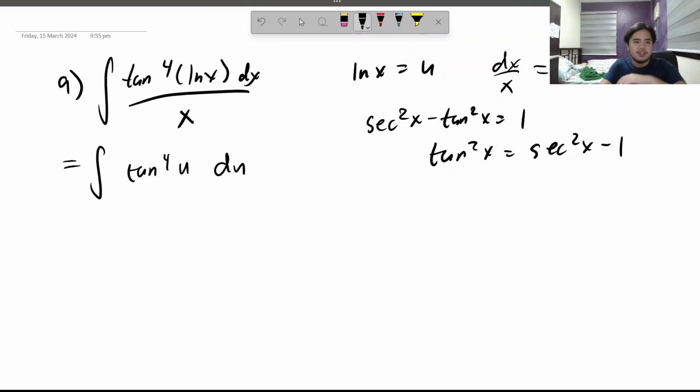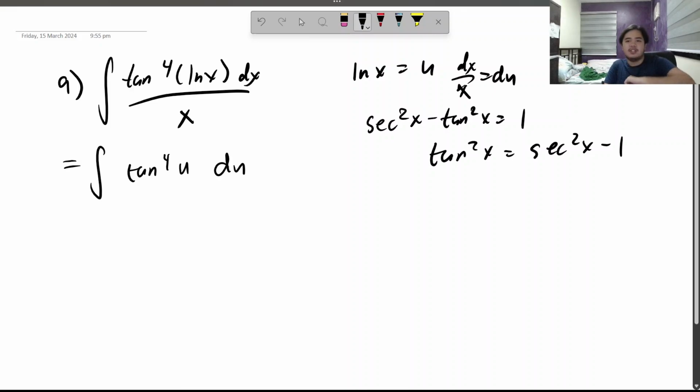You can't see the du. Let me just hold on. Sorry about my face cam here. My head is too big. Can you see it? Yeah, there we go. dx over x equals du. You're not missing much. Anyway, so we know that secant squared x minus tangent squared x equals 1, then tangent squared x equals secant squared x minus 1.